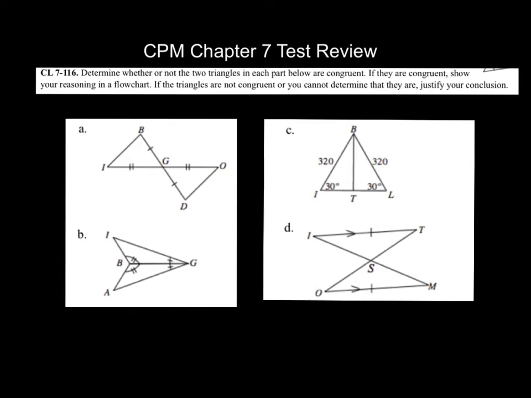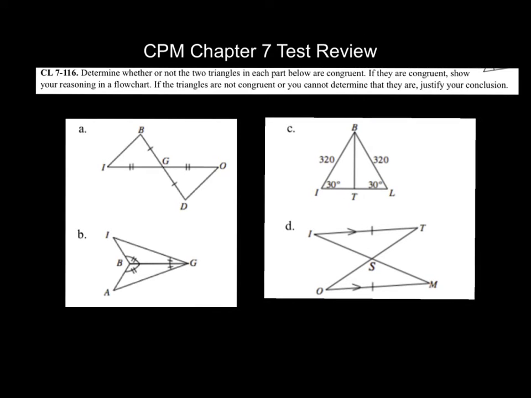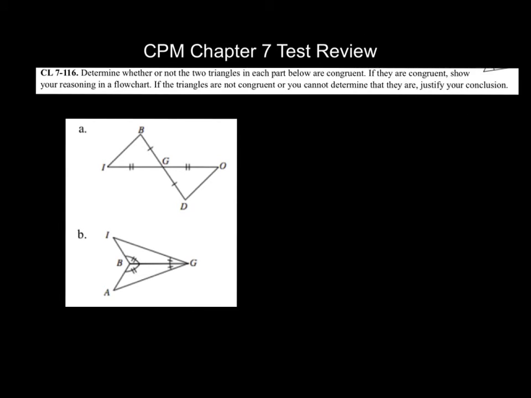Let's get rid of this. So A, would these two triangles be congruent and why? You said yes. Why? Because you have two sides on each triangle, and what else? The angle in between. So it's side angle side. So let's go ahead and do a flow chart for that.